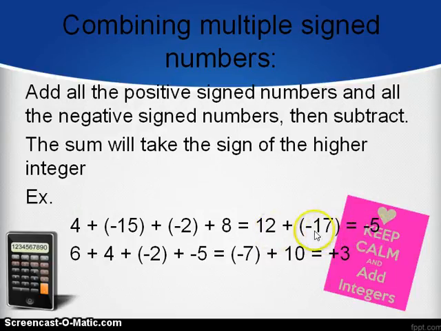Then we have to take the sign of the bigger number. So the answer is negative. So our answer is negative 5.